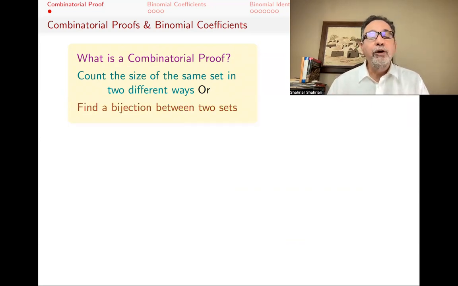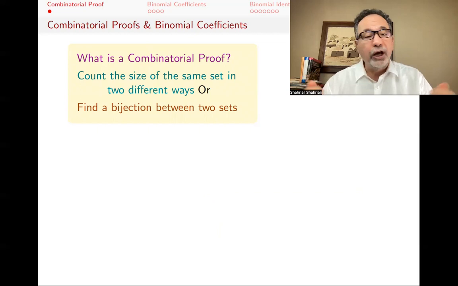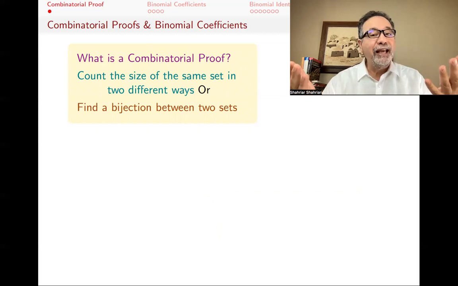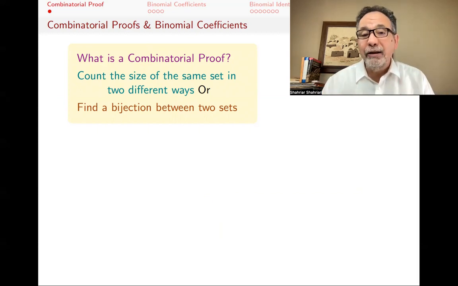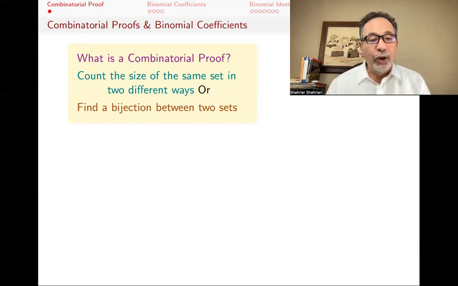Another way would be to have two different sets and find a bijection between them. A bijection is a one-to-one onto map from one set to another. I've got videos on those, which you might want to watch if you're not familiar with one-to-one onto functions. When you find a one-to-one onto function from one set to another, you're saying that they have the same size if they're finite. Even if they're not finite, you're saying that there's a one-to-one correspondence between them. You're matching the elements of the two sets. And therefore, if you have some idea of what the size of this set is and the size of that set is, now you have proved that they have the same size. And that can lead to an identity as well.